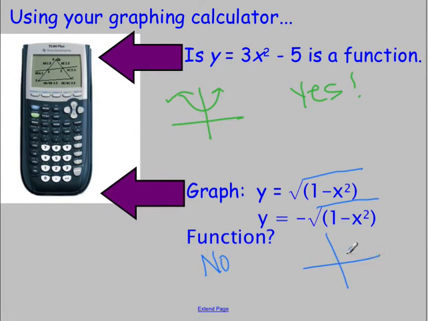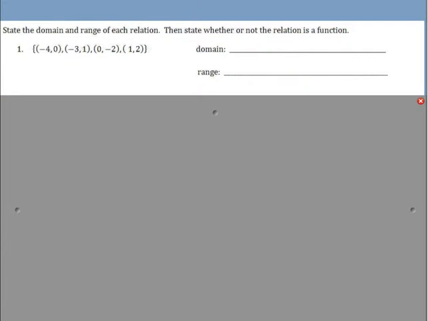And maybe we want to draw it. Here it looks like a circle, touching more than one point at a time. So, no, it is not a function. Okay. All right, let's move on to our next example.